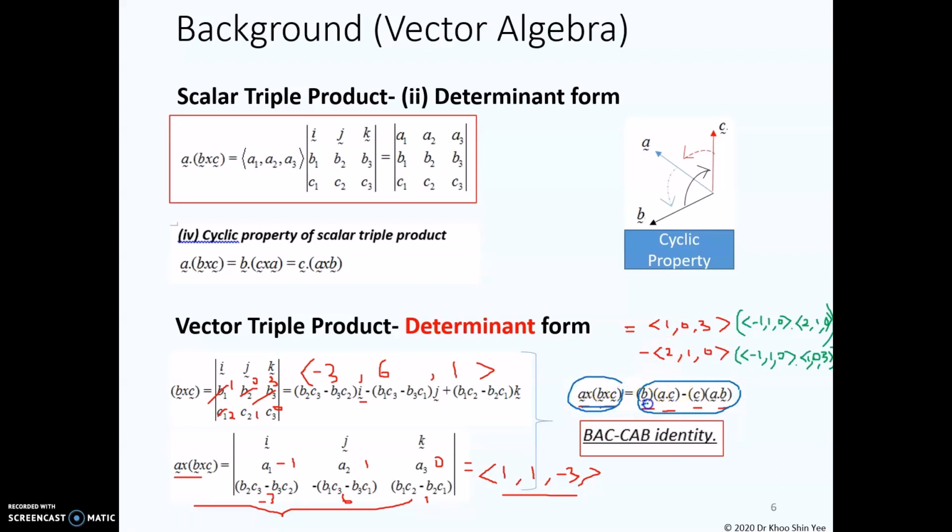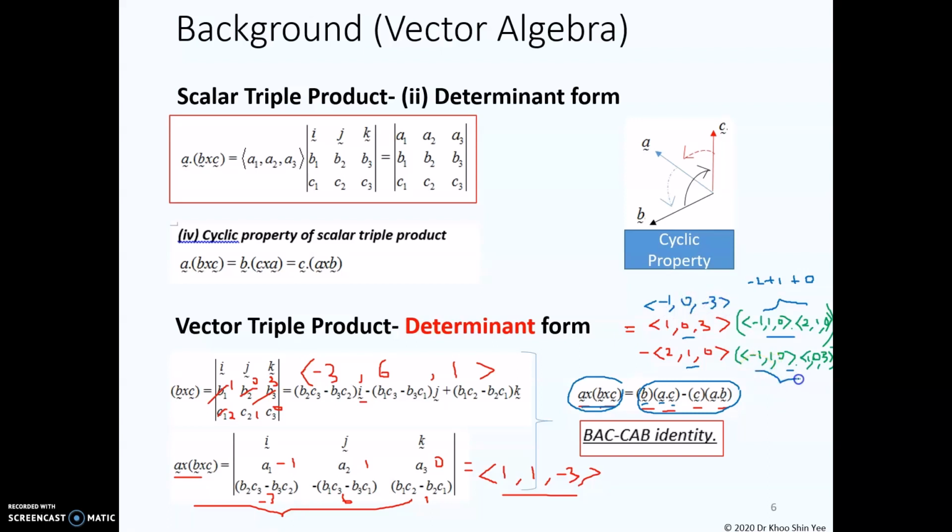So substitute B vector here, A dot C here, minus C, A dot B, and then you perform the dot product. Negative 1 multiply 2, you obtain negative 2. 1 multiply 1, you obtain 1. 0 multiply 0, you obtain 0. This gives you negative 1. So negative 1 multiply this vector, you obtain negative 1, 0, and negative 3.